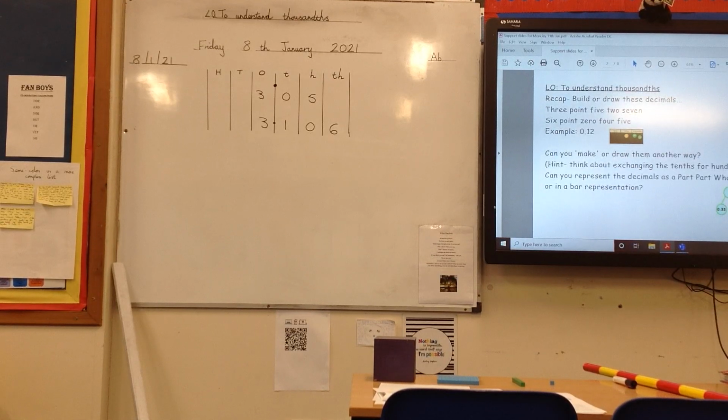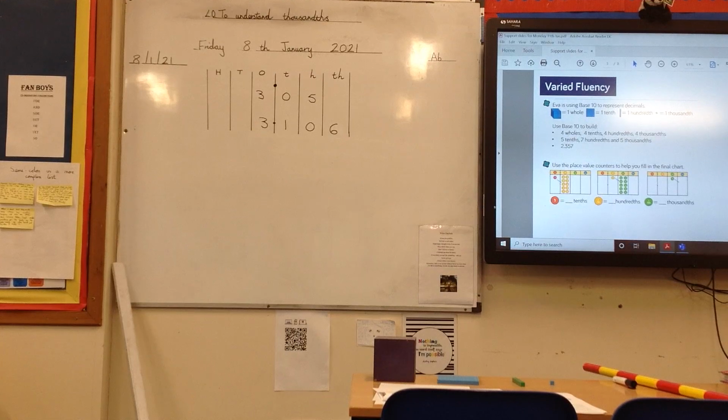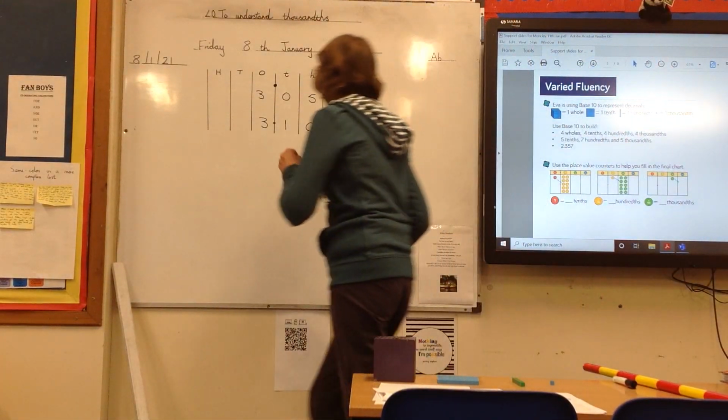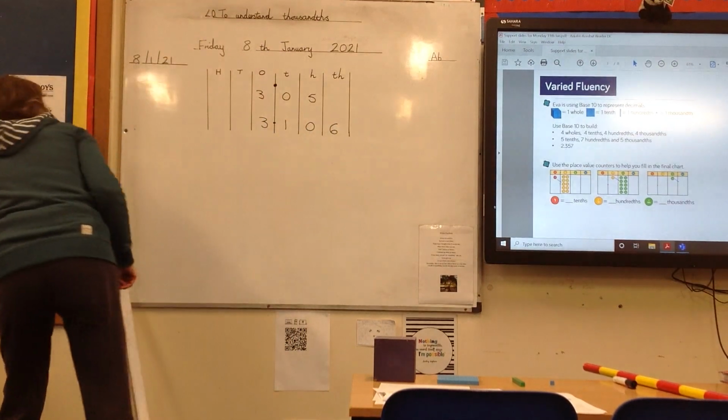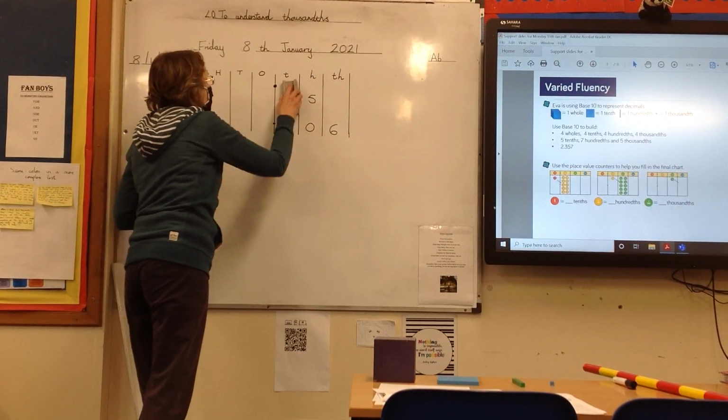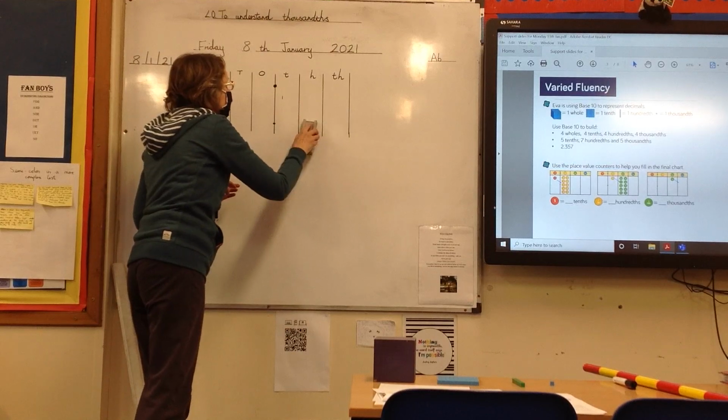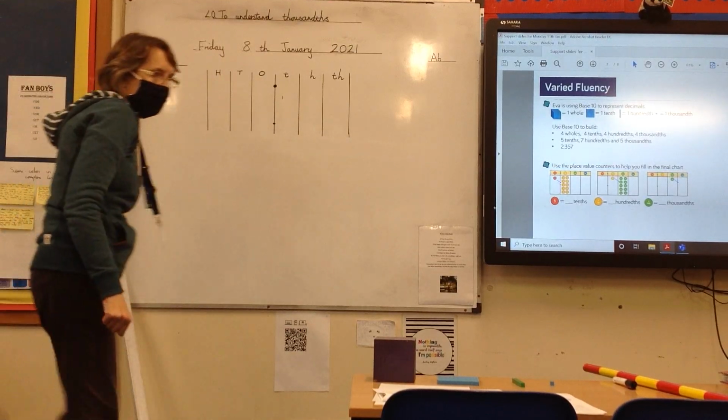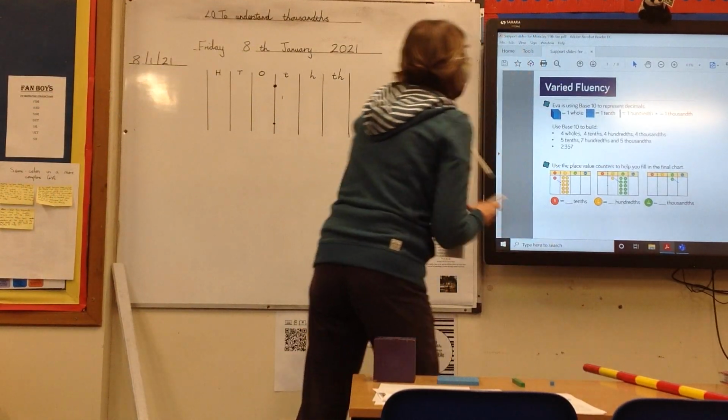Just move on to the next slide. So we can use our place value chart to build up our numbers. So rather than write the digits in, we could actually draw the counters, or use the counters if we have counters.